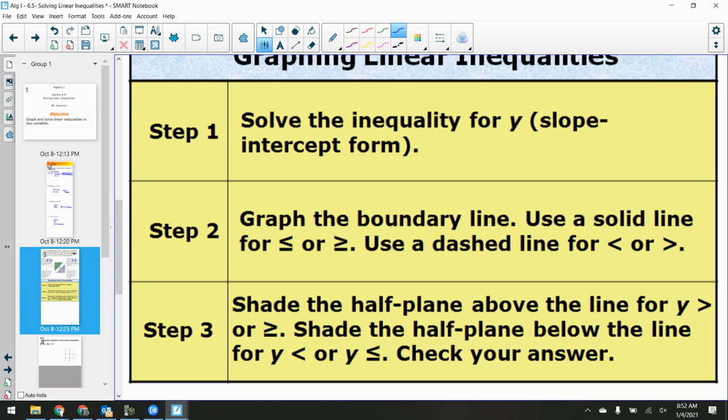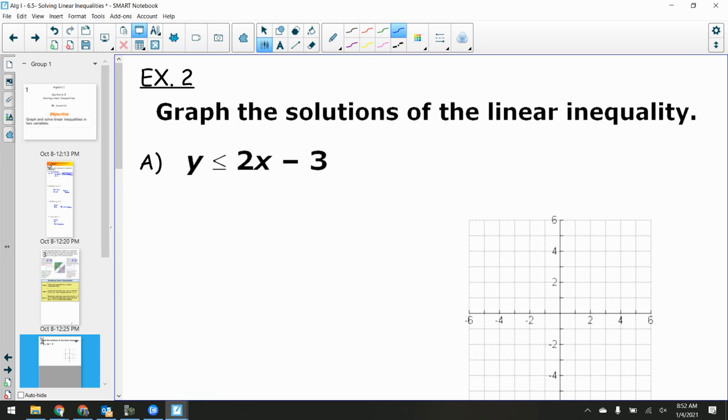Step 2, graph the line. Graph the boundary line. We should know how to do that by now. We're now into almost the second semester of Algebra 1. Plot the intercept, use the slope, graph more points. Then we decide whether we fill in solid or dotted line. Third, shade. Shade above for greater than or equal to. Shade below for less than or equal to. Okay, so let's try it.